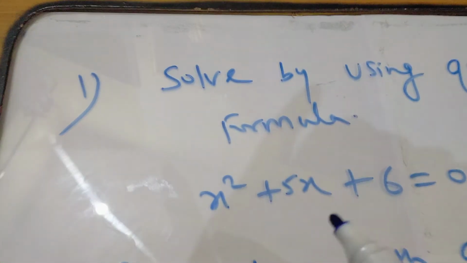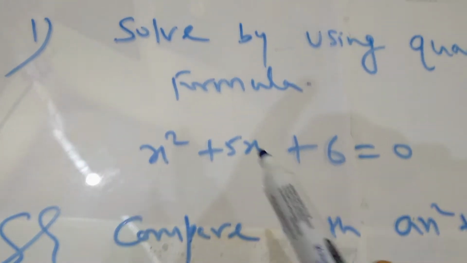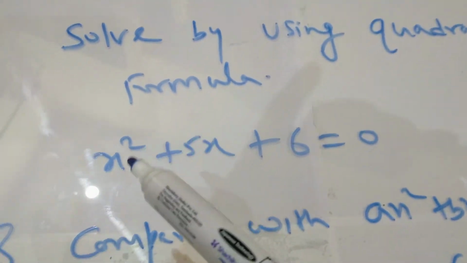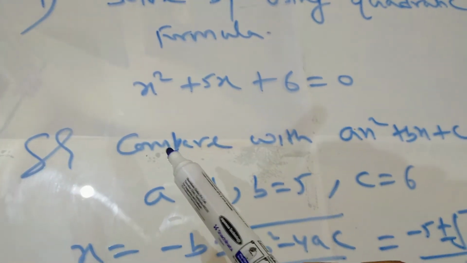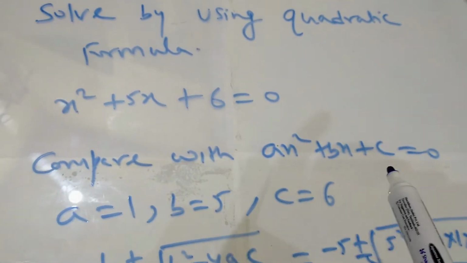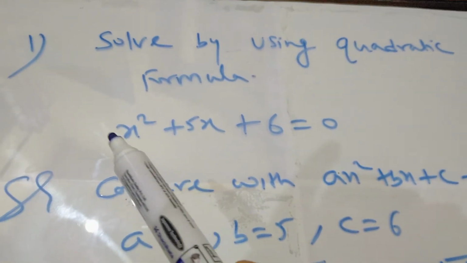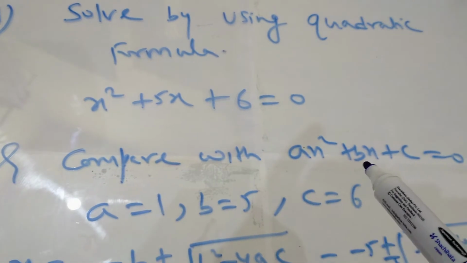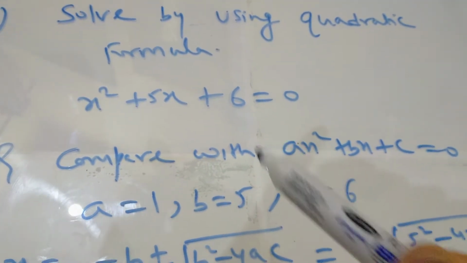Now student, through one question we can discuss this method. I have a question to solve using the quadratic formula: x square plus 5x plus 6 is equal to 0. I will compare this with the standard equation ax square plus bx plus c equal to 0. Here the coefficient of x square is only 1, so a is 1. The coefficient of x is b, so here b is 5. The constant term is c.